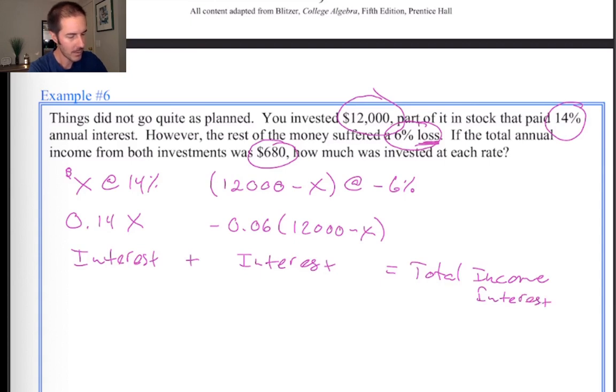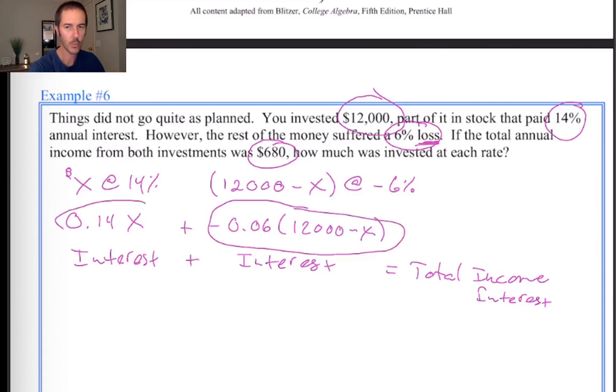So that's if I took this amount, which I don't really want to put parentheses around, and I added it to this amount. If I add these two quantities together, I'll know what my total interest or income earned on my investments was. If only I knew what that dollar value was. And then I look at the question again, and I see that I've even circled that dollar value. It's $680.